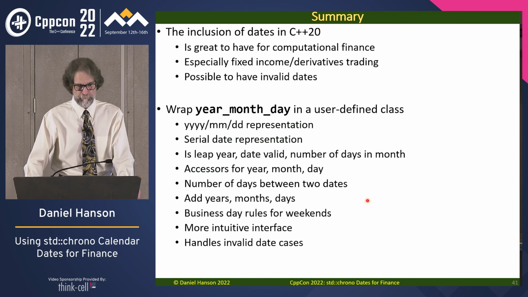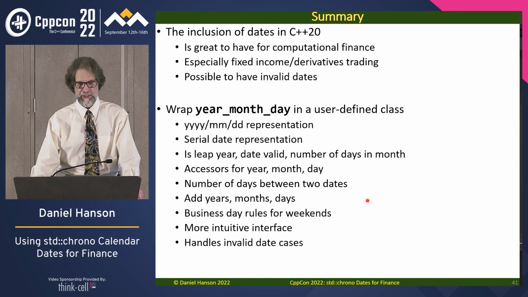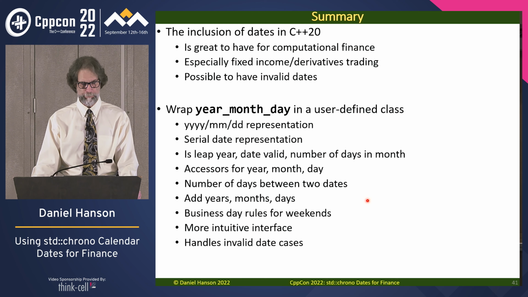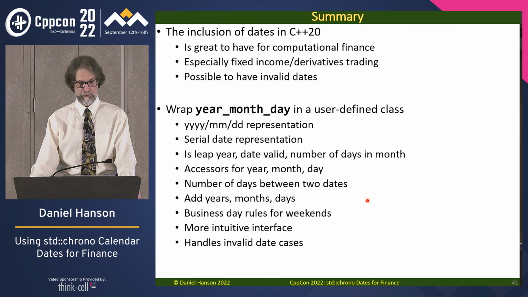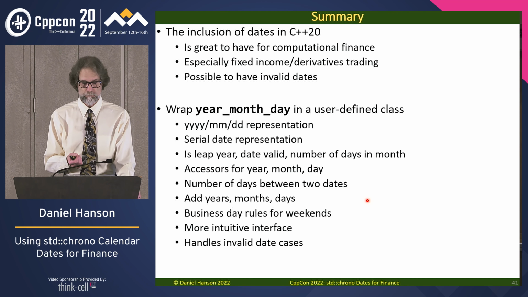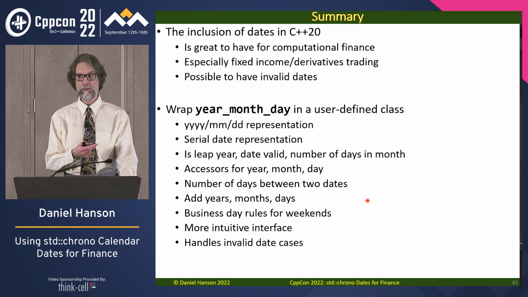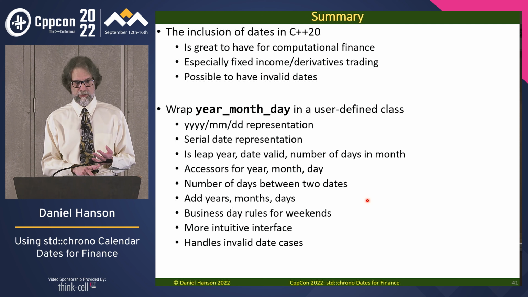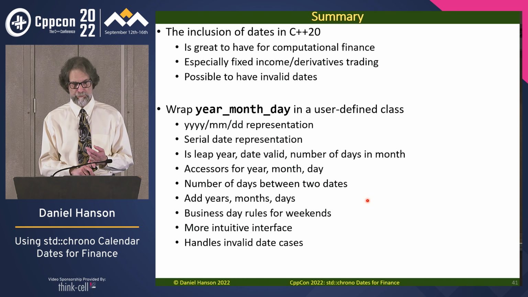And then what we did is we took the year, month, day class and wrapped it in our own user-defined class. So this gives us year, month, day representation. And we can also get the corresponding serial date. We can check whether the date falls in a leap year, whether it's valid, and we can access the number of days in a month. We also have accessors for year, month, and day, but these will return integer values, so that's probably going to be a bit more convenient for us. And we can also calculate the number of days between the two dates with the subtraction operator, and we can add years, months, and days.